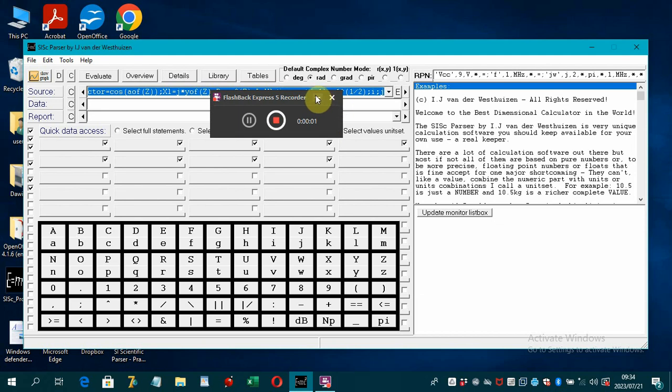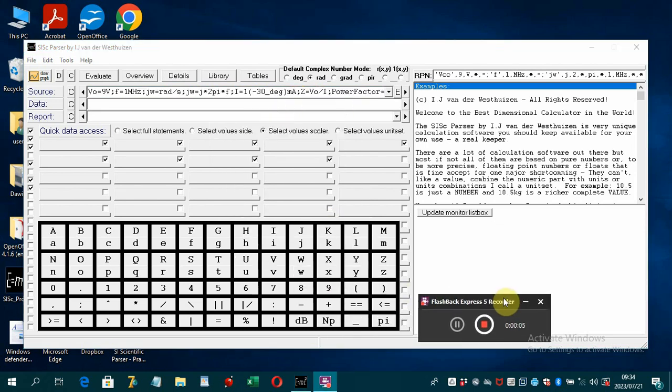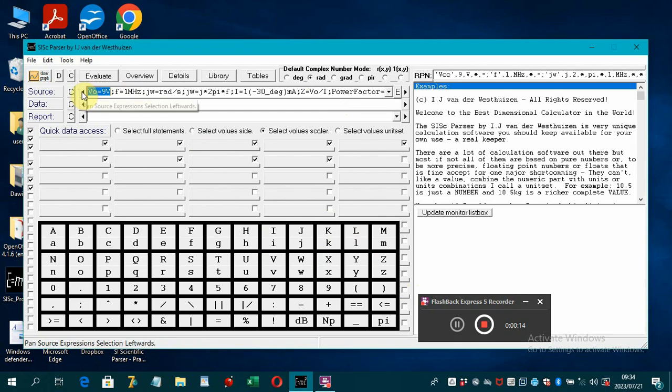Going to do a nice electrical calculation with the sys parser. Let me just take the recording out of the way. So we have an oscillator with an output voltage of 9 volts. So VO equals 9V, or 9 volt. The frequency of the oscillator is 1 megahertz.